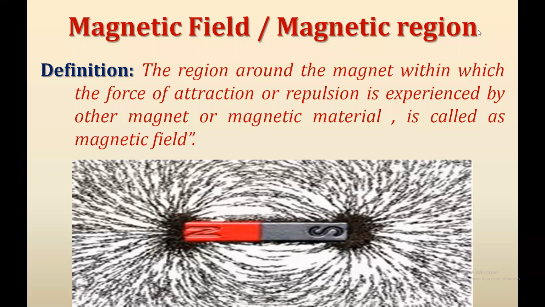In the previous session, we started the second unit, magnetic circuit. In that we discussed a few basic concepts: what is meant by a magnet, what is magnetism, what is the pole of a magnet, and what is meant by pole strength. Then we discussed Coulomb's law.